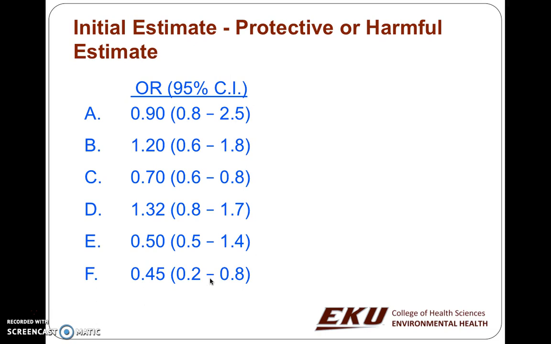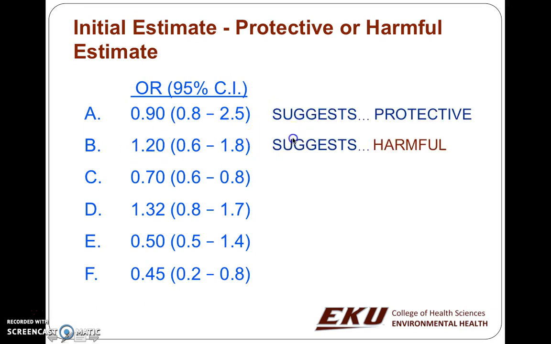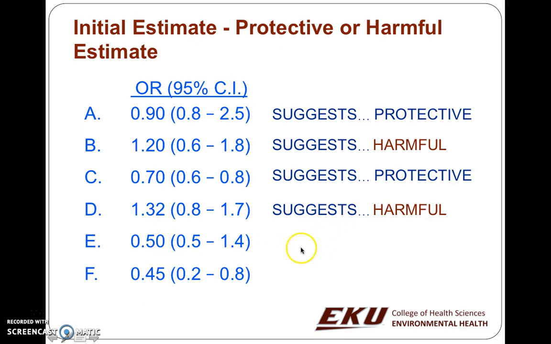We've got some different numbers here now. Our initial estimate here suggests what? Protective. 1.20 suggests harmful. 0.70 suggests protective. 1.32 is above 1, suggests harmful. 0.50, that's below 1, suggests protective. 0.45, that's below 1, suggests protective.